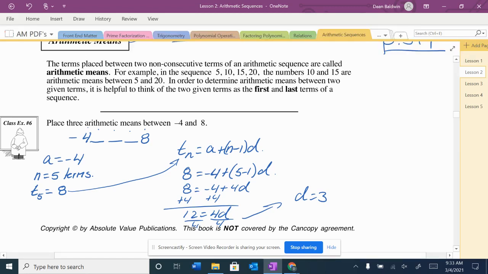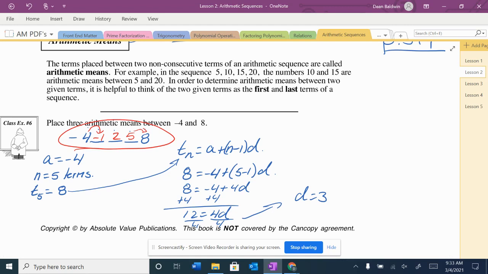So, if d is 3, what is my next number? -1. Then what? 2. Then what? There, so it makes sense, right? So when they say place 3 arithmetic means between them, they're saying find your d value and then figure out what the numbers are. Okay?